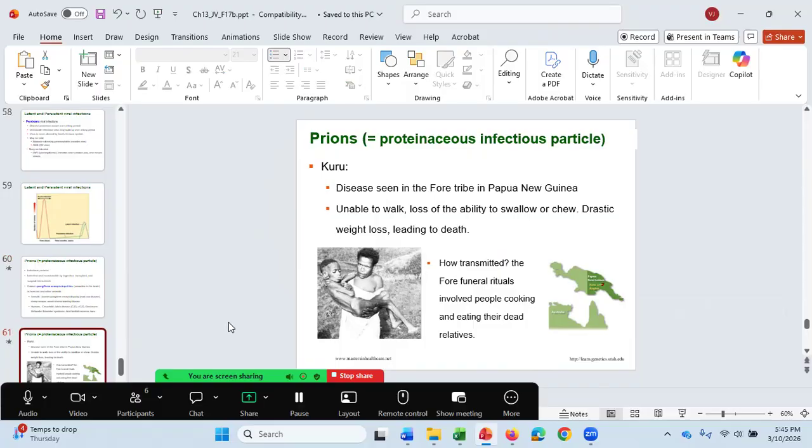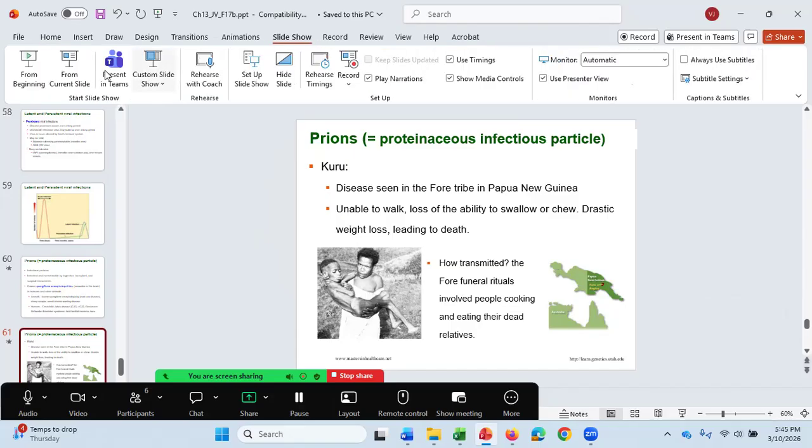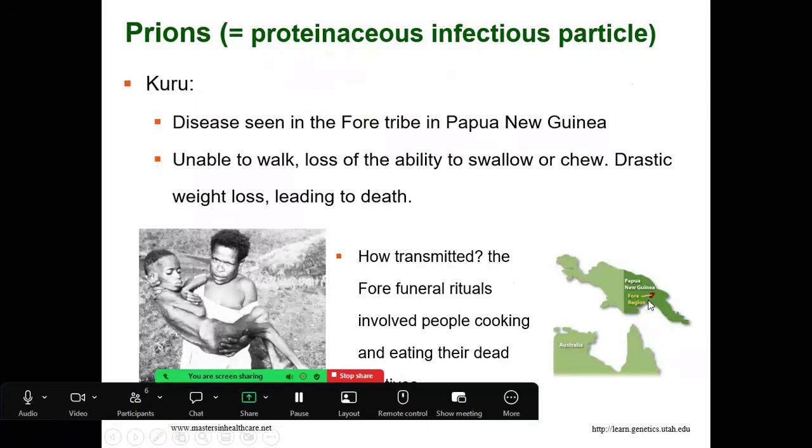Kuru is the one I know the best, and perhaps humans know it the best too. Kuru is a disease that was seen in the Fore tribe in Papua New Guinea. There's New Guinea. Let me see if I can blow this slide up. And the red is showing you where the Fore tribe was, that little region there. The patient who came down with Kuru became unable to walk. They lost their ability to swallow or chew, leading to drastic weight loss and eventually leading to death.